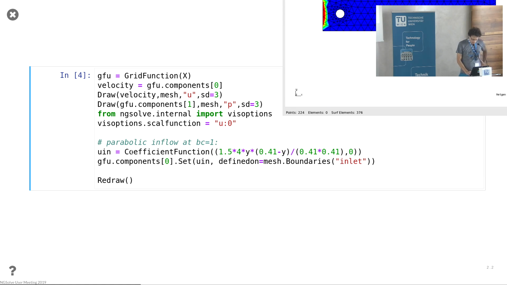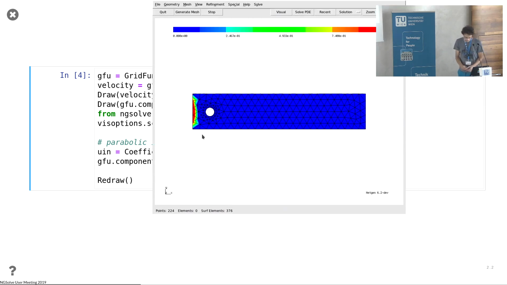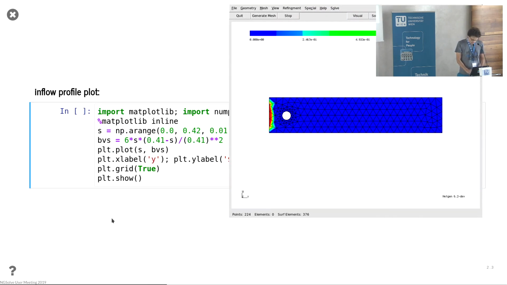So we have a coefficient function u in, and we set the grid function component 0, so that means the vector H1 part of the product space. There we set the vector valued function, but only on the boundary part where we have the inlet. Okay, so this is the function that fulfills the boundary condition, but nothing else. And we can also plot the profile.